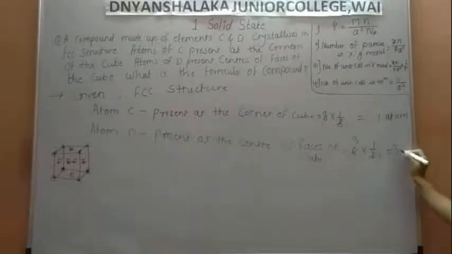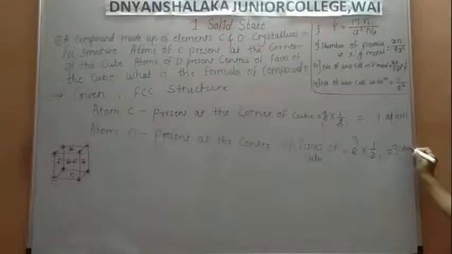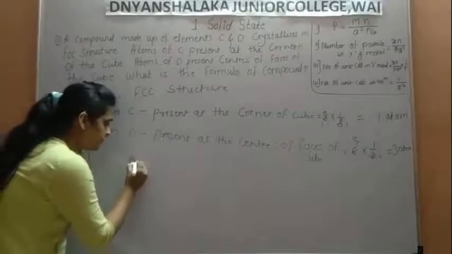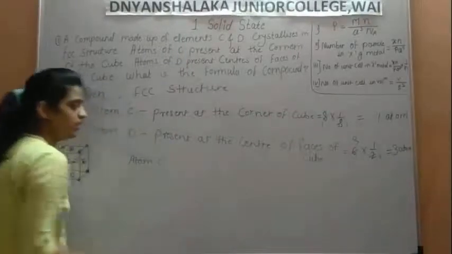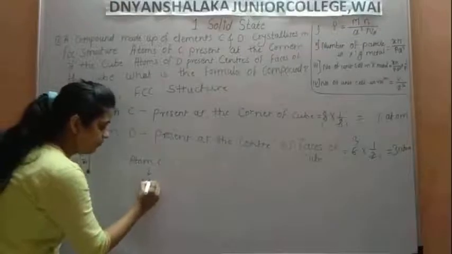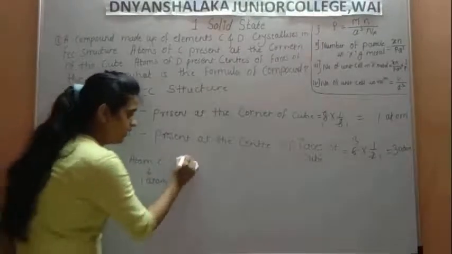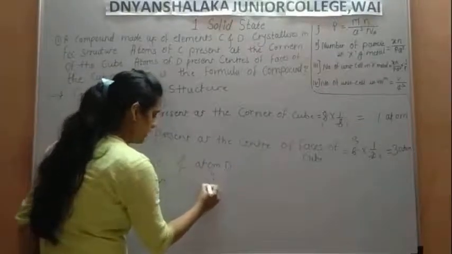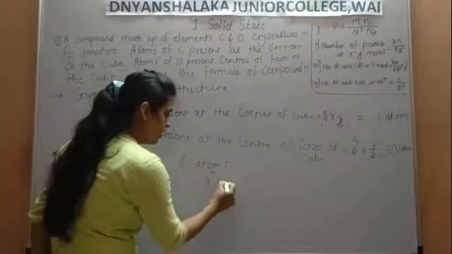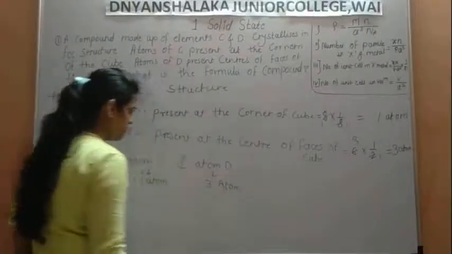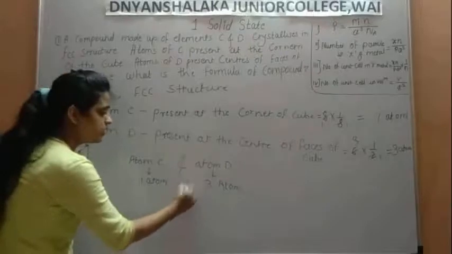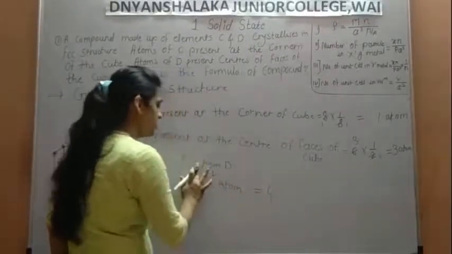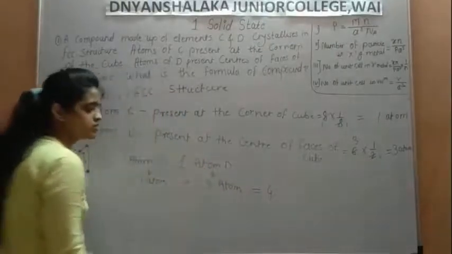So how many atoms do we get? 3 atoms. So atom C is only one atom, and atom D has 3 atoms. So total, this one plus this one, we get a total in FCC structure of 4 atoms.